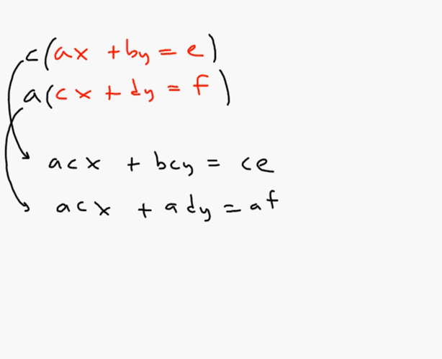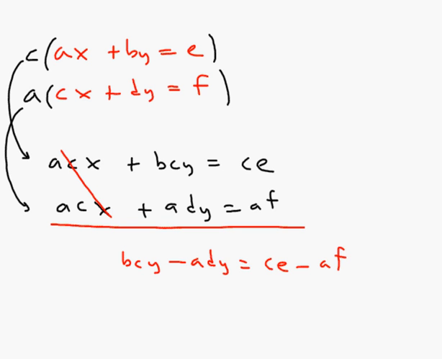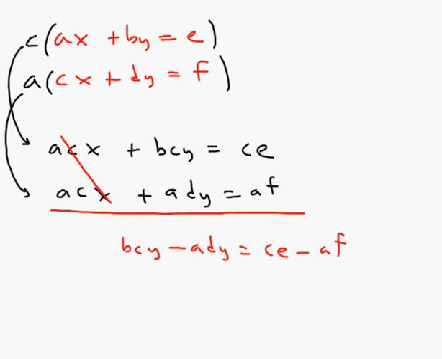So what now? Well, you can subtract these, and things are going to be nice because when you subtract them, these cancel, and what do you get? Well, you get bcy minus ady equals ce minus af. All right, we're surprisingly close. We almost have y by itself, don't we? Right? Just a little bit more work here.